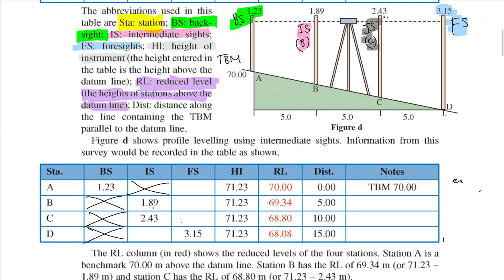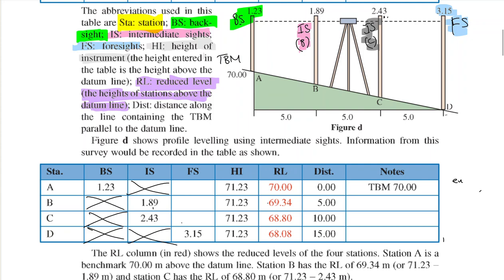So we don't have an intermediary sight at A because that's the backsight. We don't have an intermediary sight at D because that's the foresight. So that one is the foresight, which is 3.15, the very right.